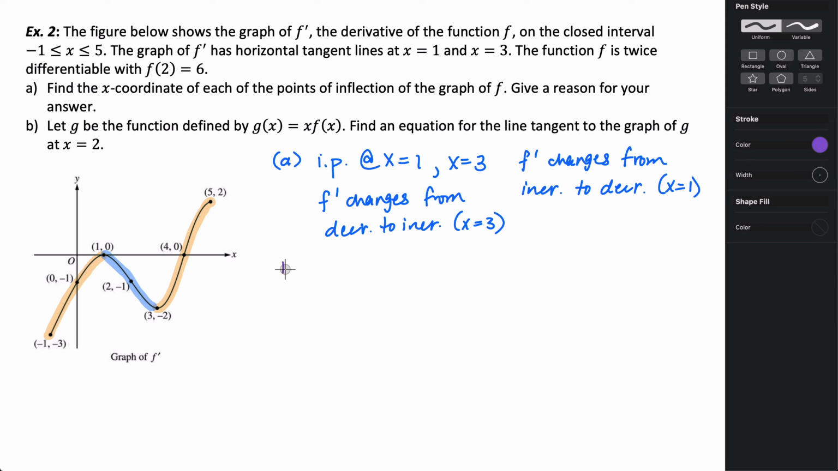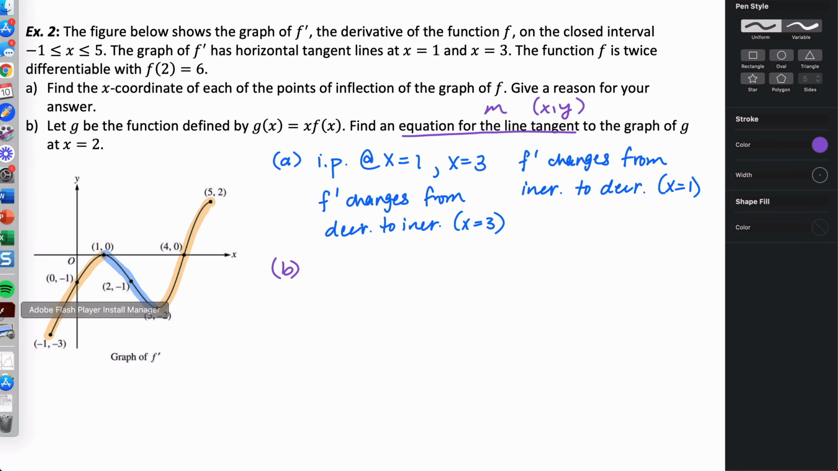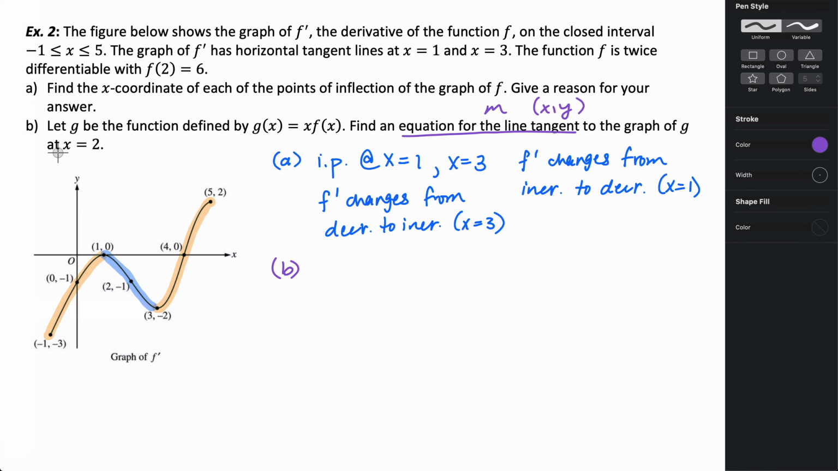Okay, and then part B, we're given the function g defined by g of x equals x times f of x. We want to find the equation of a tangent line. So remember, when we're asked to find the equation for a tangent line, that means we need a slope and we need a point. So we're trying to find the equation of the tangent line at x equals 2.